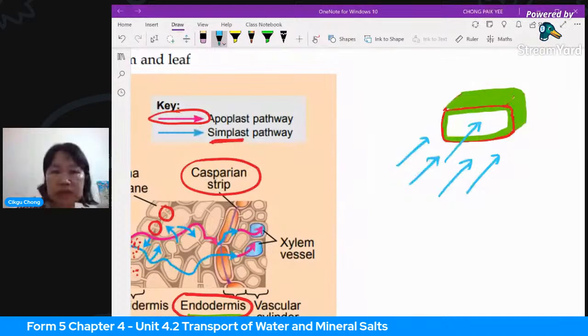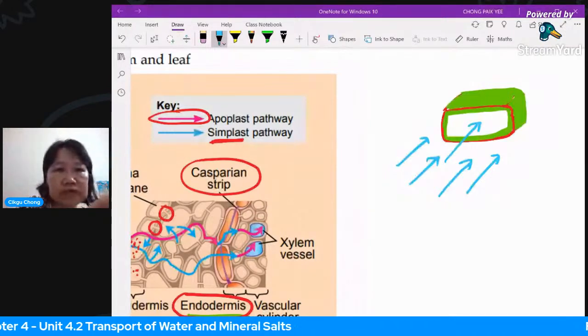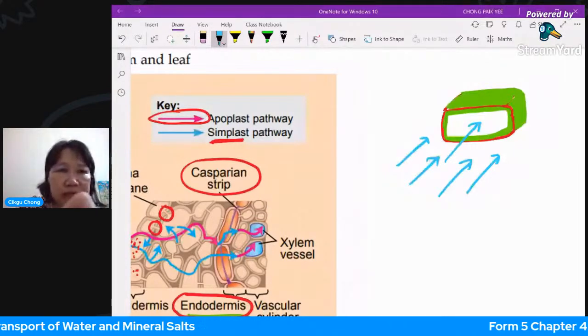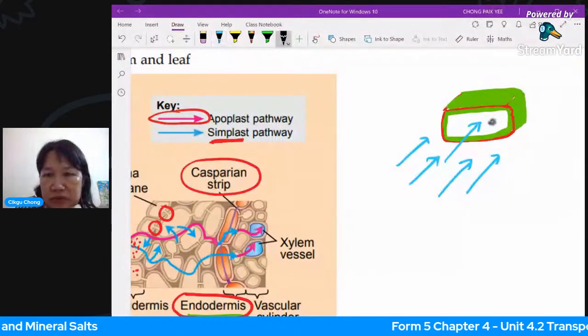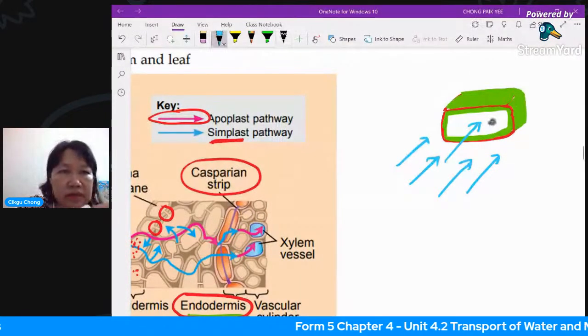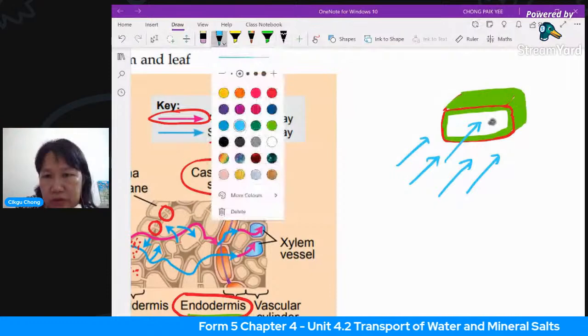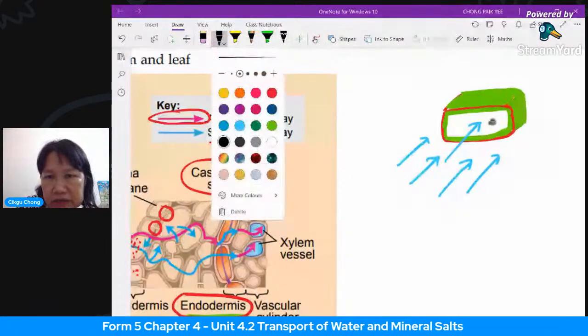So cytoplasm, of course, I didn't draw the nucleus and all that. Okay, let me draw the nucleus. So let's say this is the nucleus, right? Okay, this is the nucleus, and this is the cytoplasm.